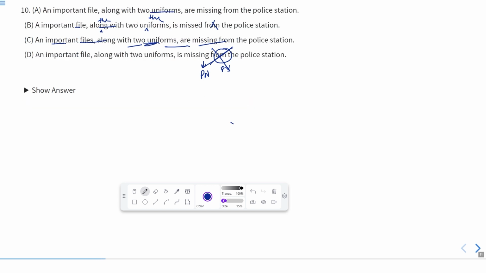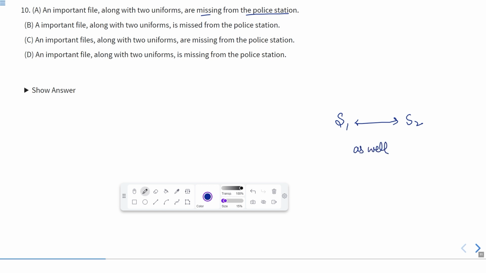Okay, now let us move to the next one. This is the 10th question now. An important file along with 2 uniforms are missing from the police station. Now, whenever we have subject 1 and subject 2, and we have connected these subjects with any of the conjunctions like as well as, among, or with, together with, besides, or any of these conjunctions, etc.